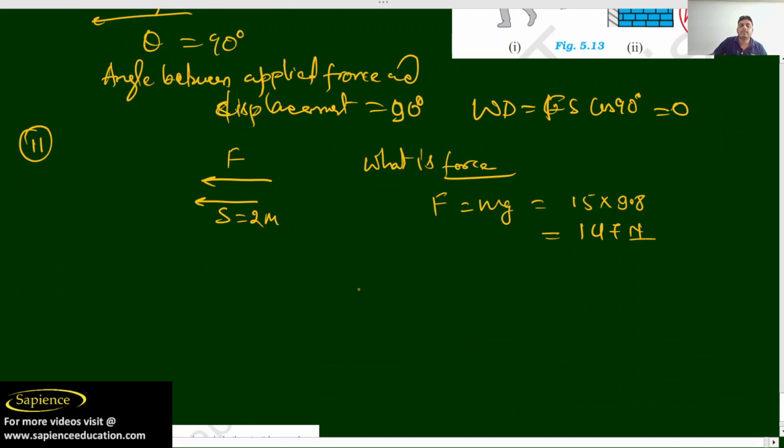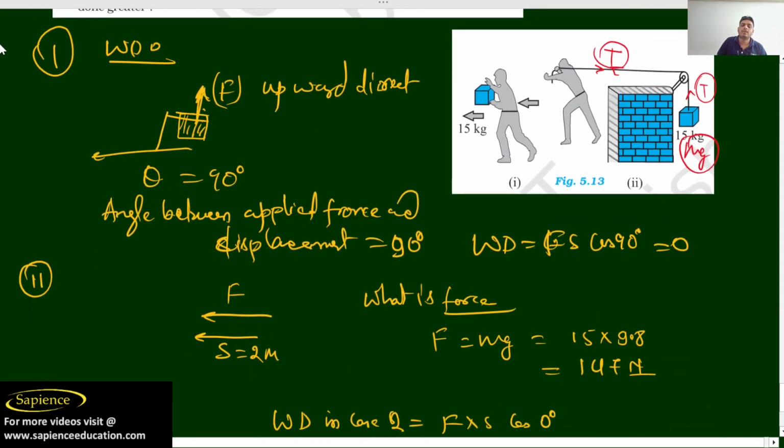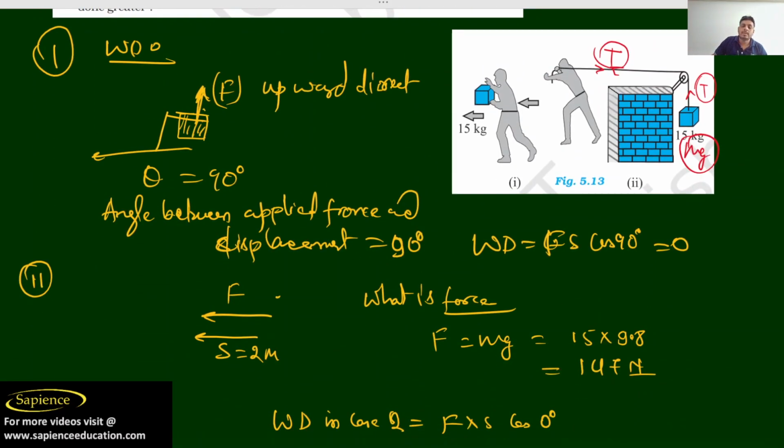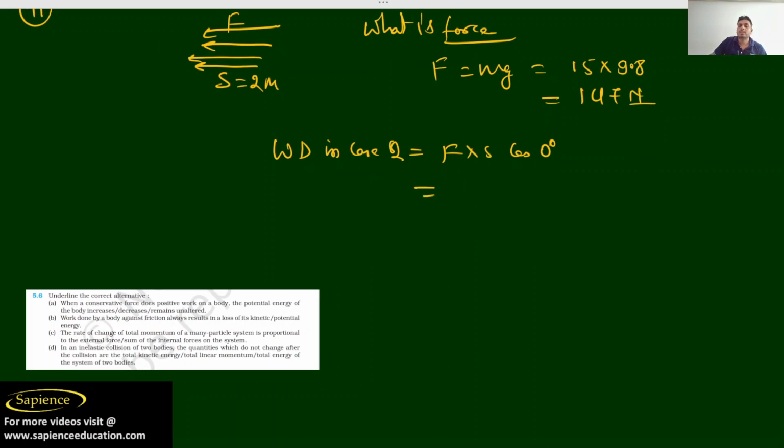Now what will be the work done? Work done in case 2 will be equal to force into displacement into cos 0 degree. Why 0 degree? Because here the force applied by the man is in the same direction as the displacement. So cos 0 will be 1. So this is 147 into displacement, which is 2. So we are getting 294 joule.